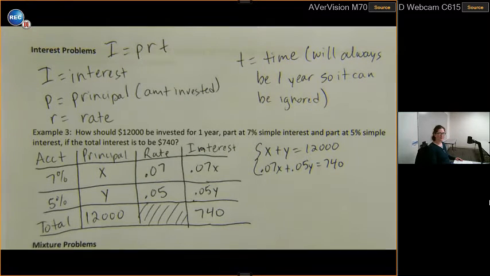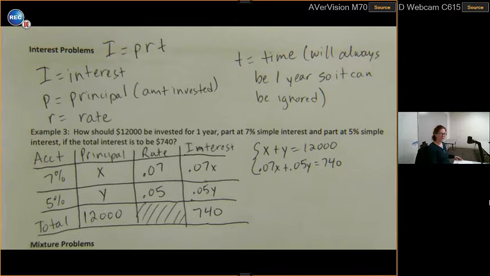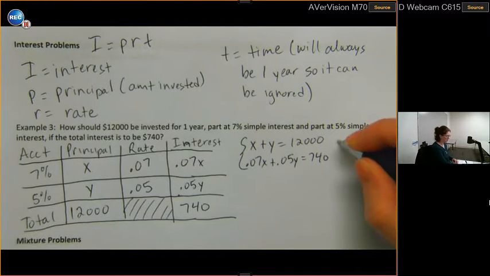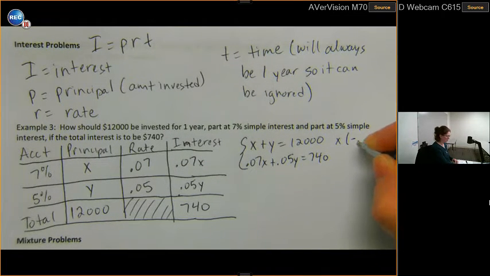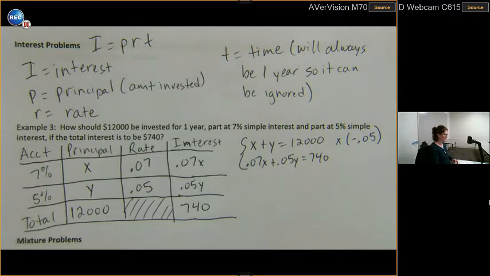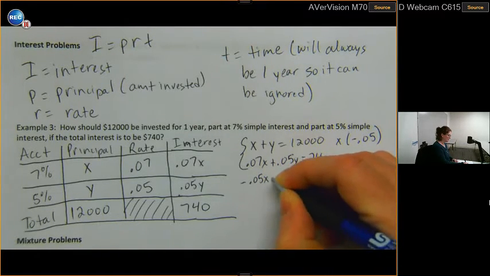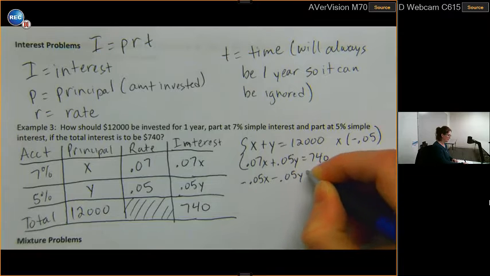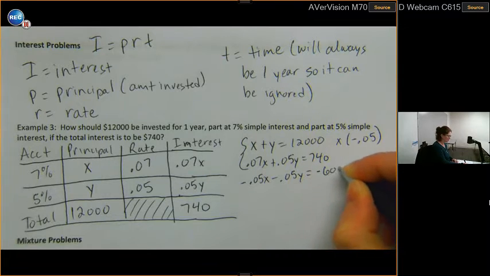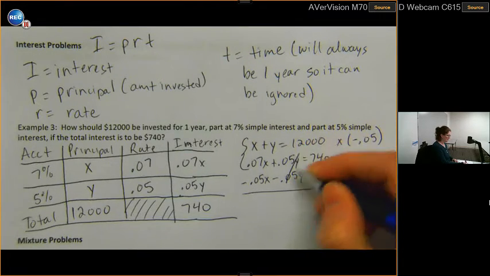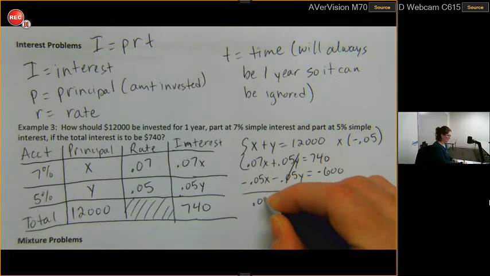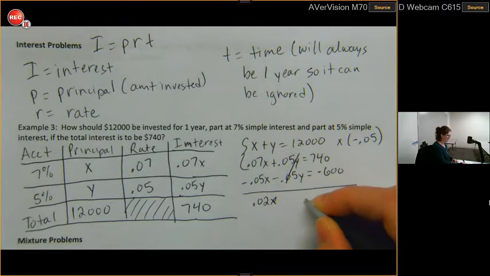And to solve this, I'm going to use elimination. I'm going to take the top equation, multiply it by negative 0.05. So I'm going to have negative 0.05x minus 0.05y equals negative 600. And when I add these together, the y's are going to cancel out.